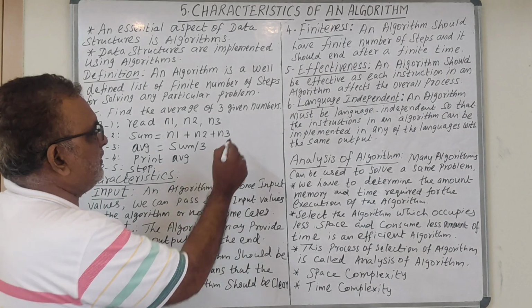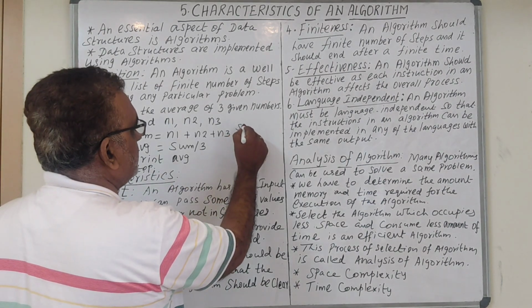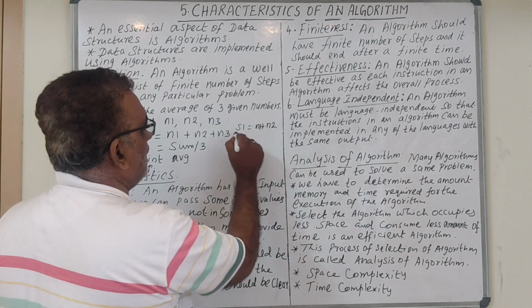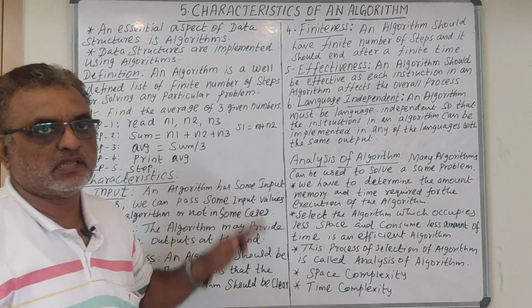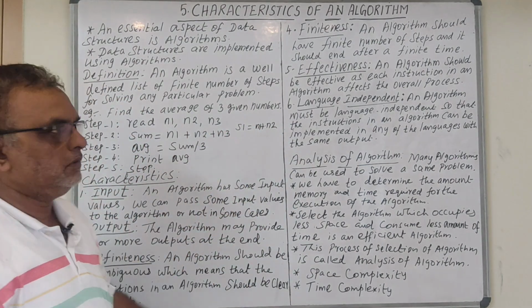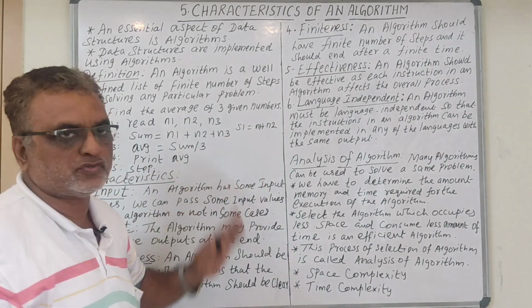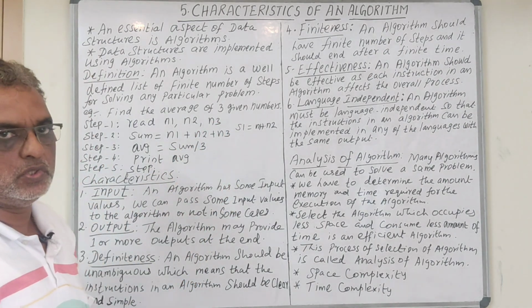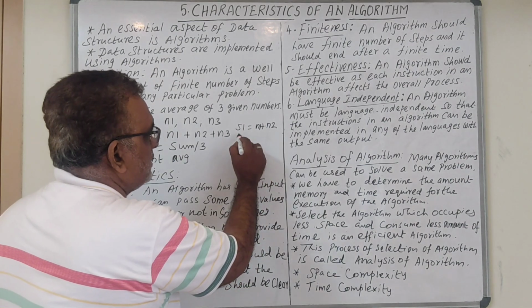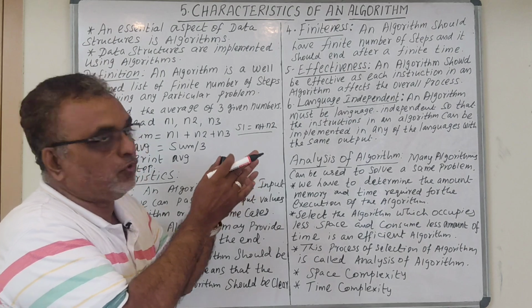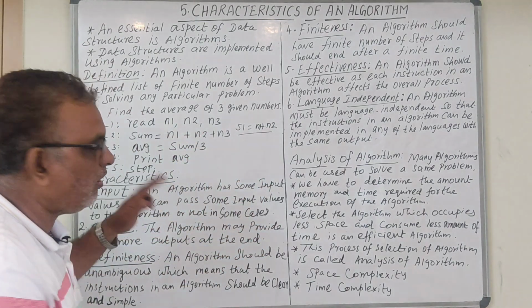See, for example, if I write a statement like S1 is equal to N1 plus N2. I am writing a step in this algorithm, but nowhere have I used this particular S1. What is the use? So whatever step we are writing in the algorithm, that should affect the overall process of the algorithm.